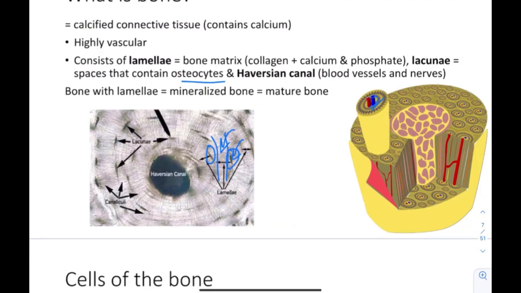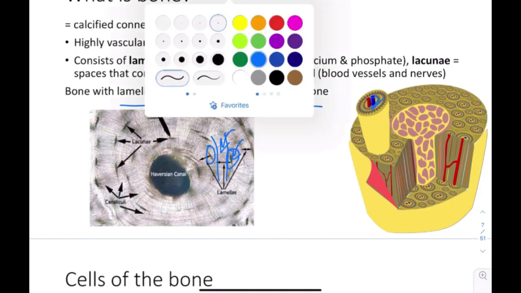Whenever a bone has lamellae, we call this mineralized bone or mature bone. In the future, you'll learn about diseases where the bone doesn't mineralize, like for example osteomalacia, and this is due to a lack of lamellae or a lack of mineralization. Mineralization is a function of the osteoblasts. The osteoblasts make the bone matrix, and we'll talk about this more in the upcoming slide as well.